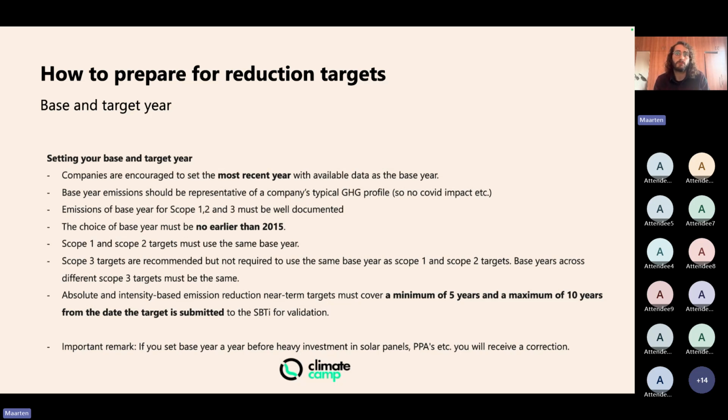Absolute and intensity-based emission reduction near-term targets. You need to set the target near-term for either a minimum of 5 years or a maximum of 10 years from the date the target is submitted to the SBTi for validation.